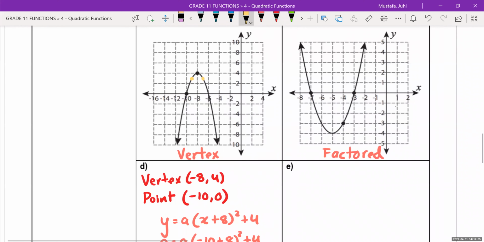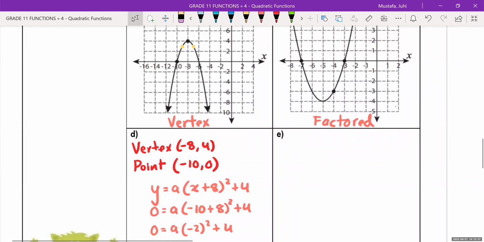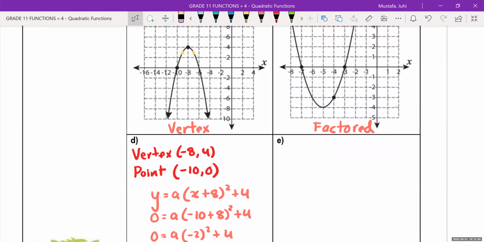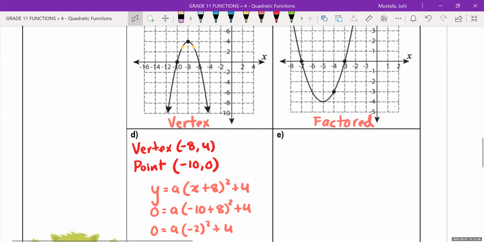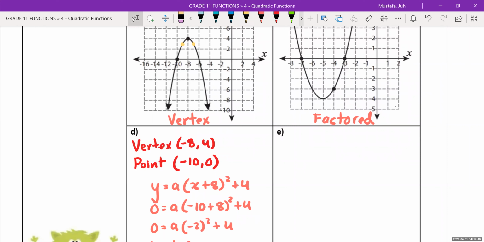Okay. All right. Second last example. Let's figure this out in factored form. Technically, you could have used vertex form for this because the vertex is given, but let's just use the other form.